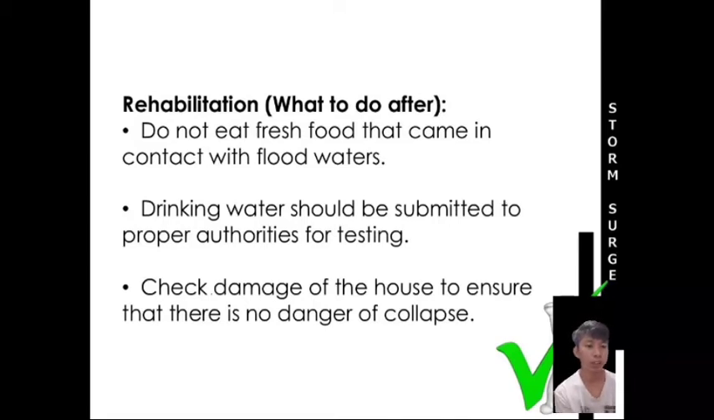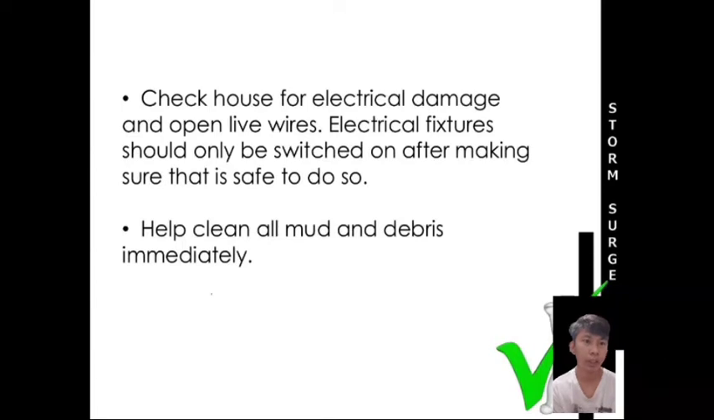Check the damage to the house and ensure there is no danger of collapse. Make sure that your house has no cracks. Check the house for electrical damage and open live wires. Electrical fixtures should only be switched on after making sure that it's safe to do so. Make sure there are no broken wires at all, because they may cause a ground fault or harm you.